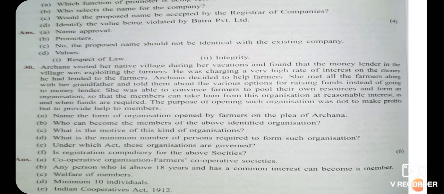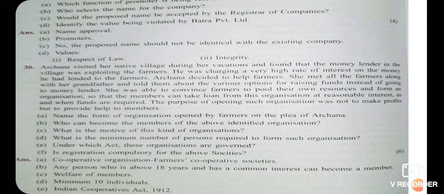Archana visited her native village during her vacation and found that the money lender in the village was exploiting the farmers. He was charging a very high rate of interest on the money he had lent to the farmers. Archana decided to help farmers. She met all farmers along with her grandfather and told them about the various options for raising funds instead of going to the money lender. She was able to convince farmers to pool their own resources and form an organization so that the members can take loans from this organization at reasonable interest.